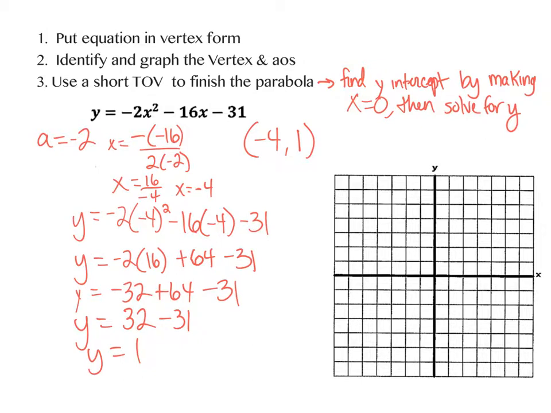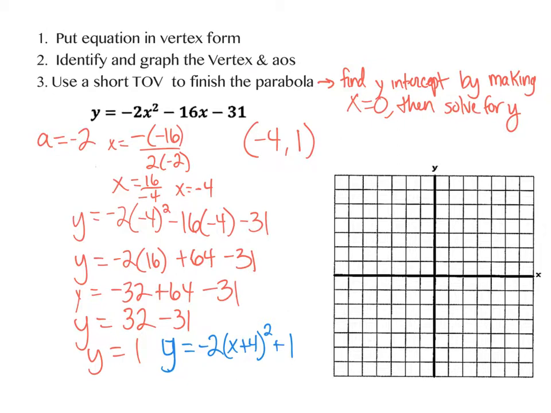So in blue, I'm going to write my vertex form. Y equals a, remember a was negative 2 from before and from the original, times x plus 4 squared plus 1. Vertex form.